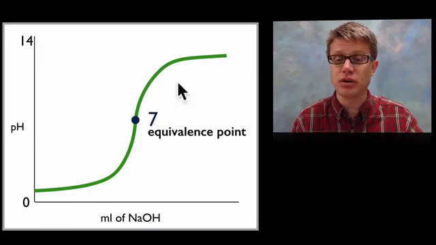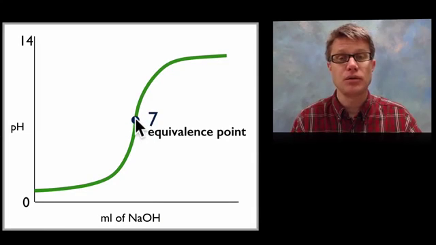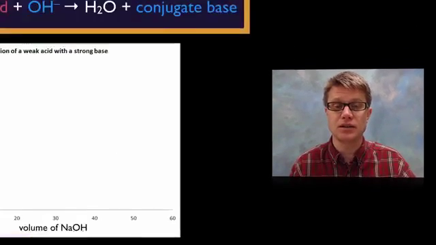And so we have the smooth curve. We simply split the difference. When we're adding a strong base to a strong acid, that equivalence point is going to be right at 7.